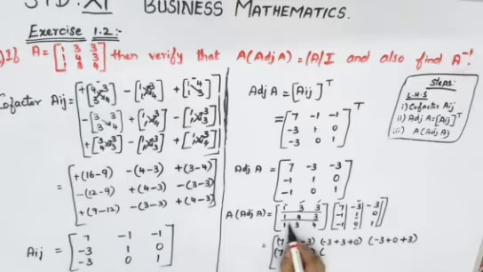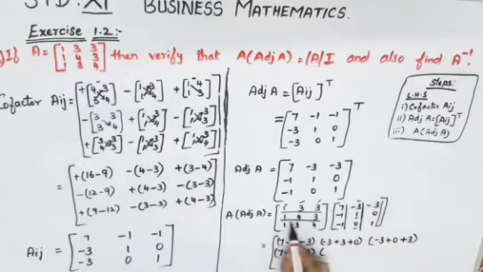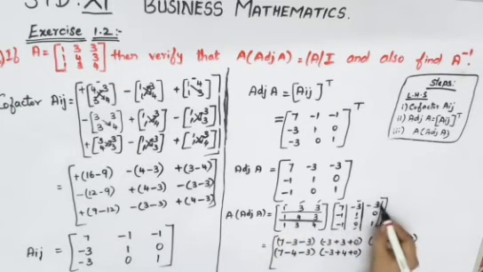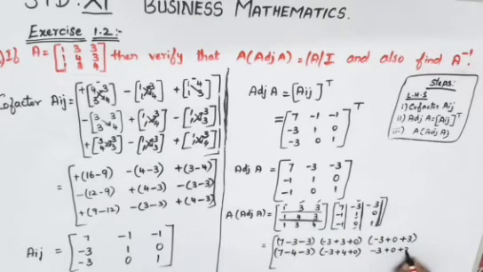Then the next one is second row, second column. What is 1 into minus 3? It is minus 3. 4 into 1 is 4. 3 into 0 is 0. Then the second row, third column. This column: 1 into minus 3 is minus 3. 4 into 0 is 0. 3 ones are 3. So with this your second row is done.